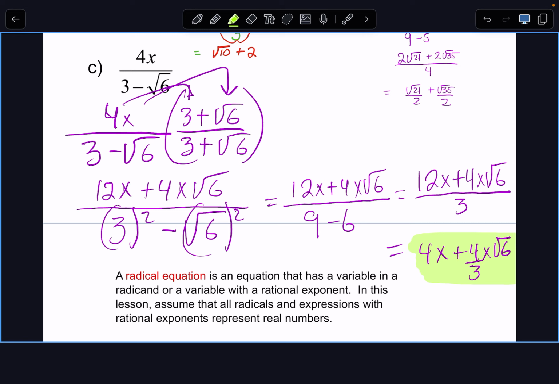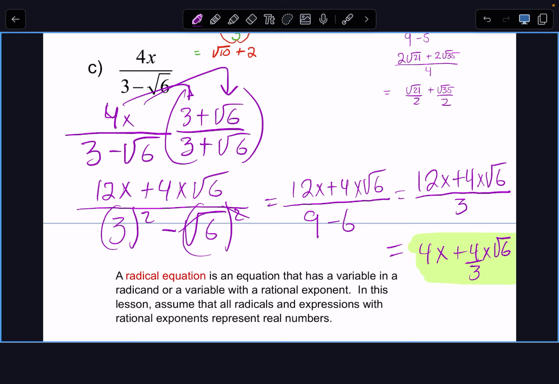I just realized that the square and the square root cancel out. They just cancel out. Yeah, so the square root of 6 cancels out with its power of 2. Thank you, Papa. Yes, sir.